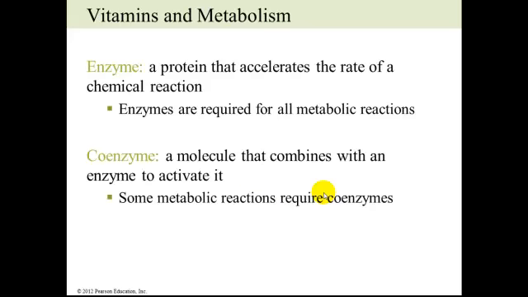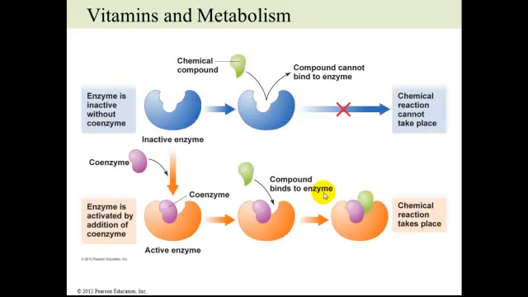So please remember that we have enzymes. Enzymes are for the most part proteins. These accelerate the rate of a chemical reaction, and enzymes are required for all of our metabolic reactions. Some enzymes require or are helped by coenzymes, which is a non-enzyme molecule that combines with an enzyme. So let's look at what this looks like in terms of how this could function, in more of a schematic to understand it.